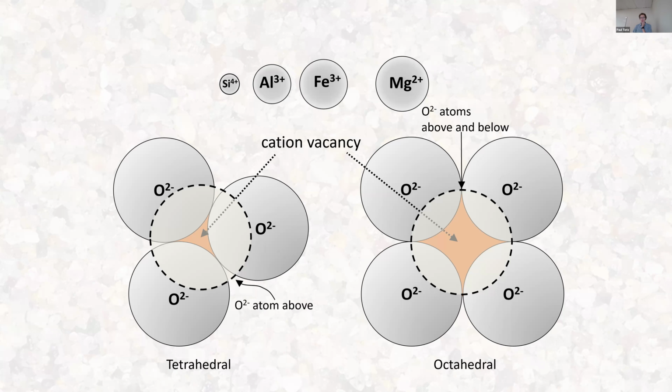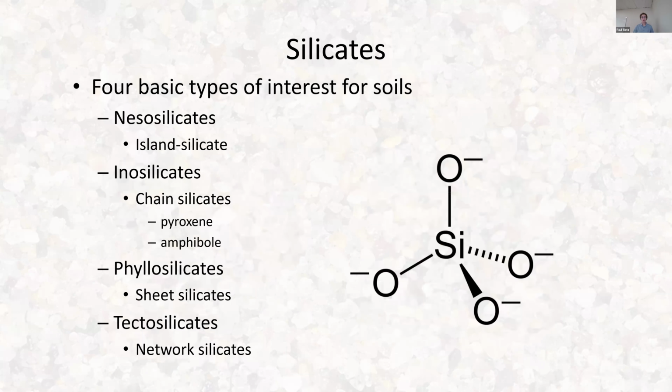And these are at least the four silicate types of interest. So we have these nesosilicates, inosilicates, phyllosilicates, and tectosilicates.